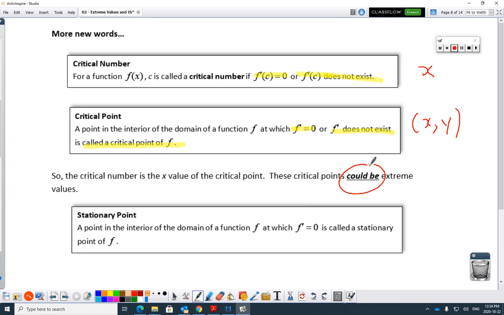And finally, a stationary point. This is where the derivative equals 0. Anytime the derivative equals 0, you've got a stationary point.